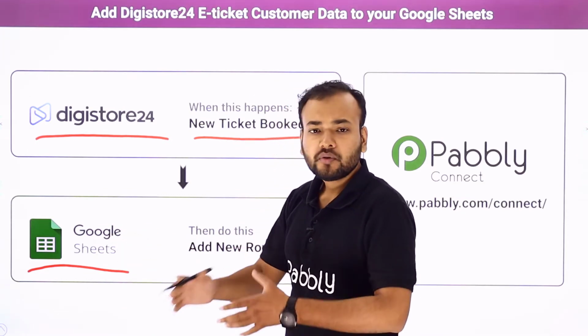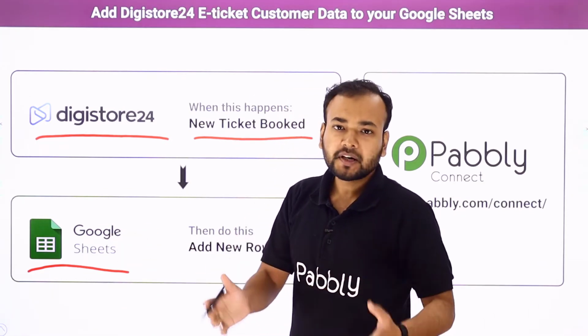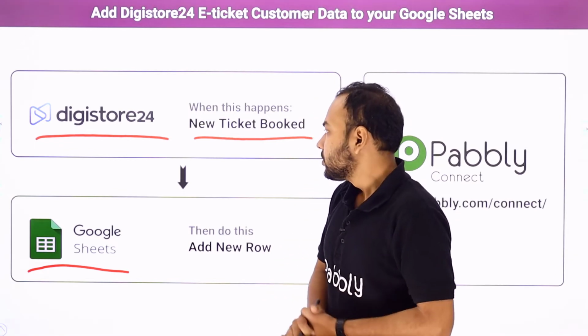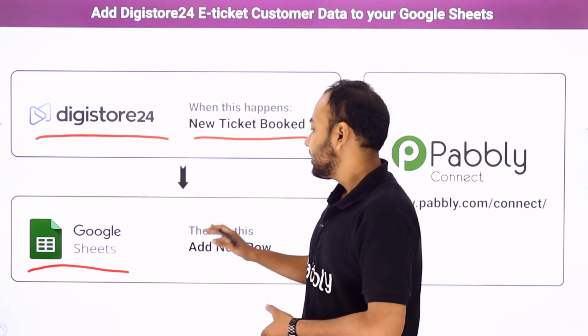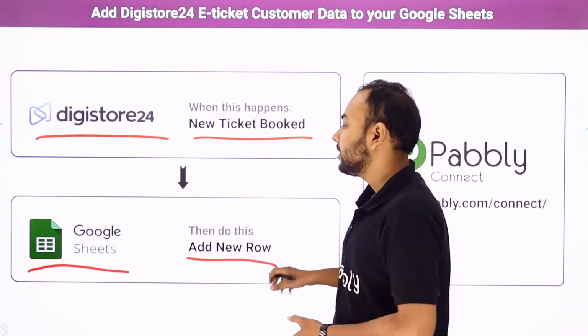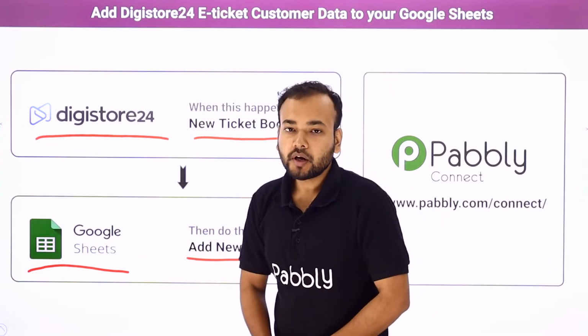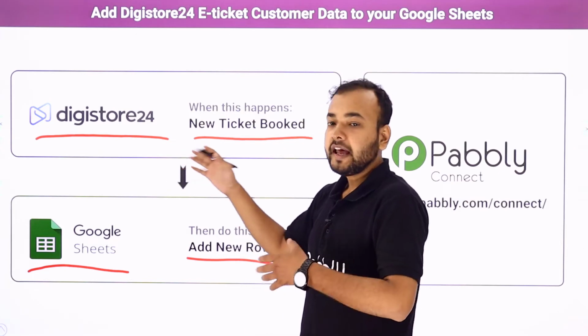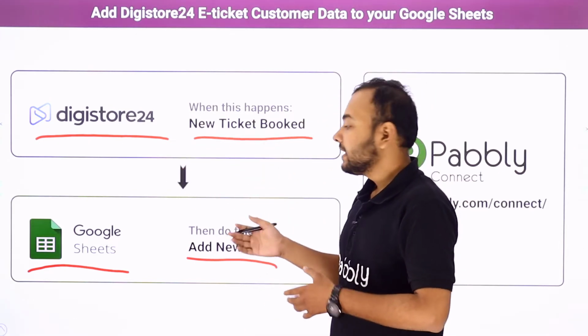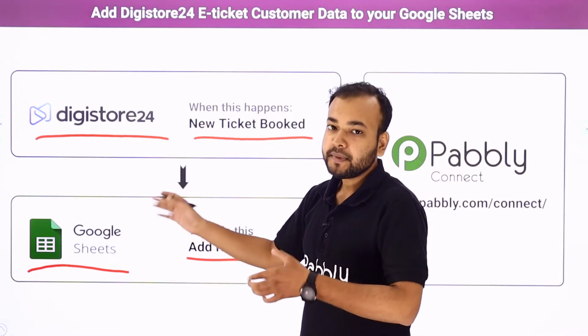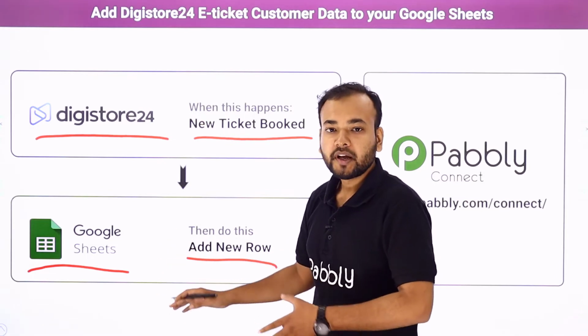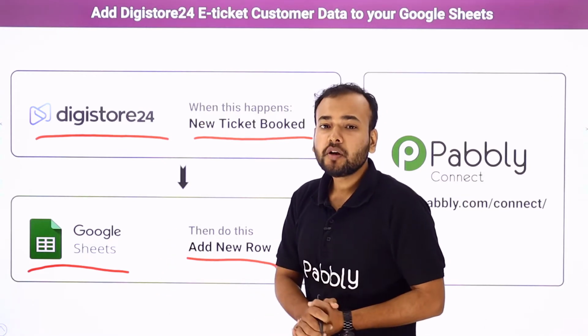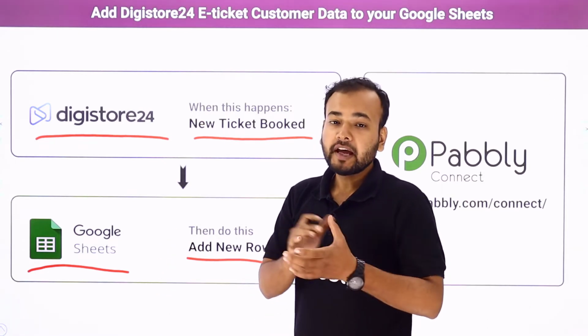In place of Google Sheets, you can use any other spreadsheet also, right? So you want to add the data of the person in a new row here in a Google Sheet. How are you going to do that? Are you going to manually sort out the data for every new ticket booked and then come to Google Sheets and copy paste the data here row by row manually? Guys, this manual process can consume a lot of your time and energy.